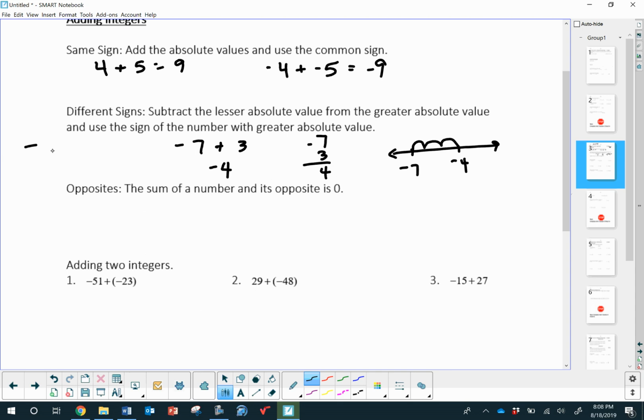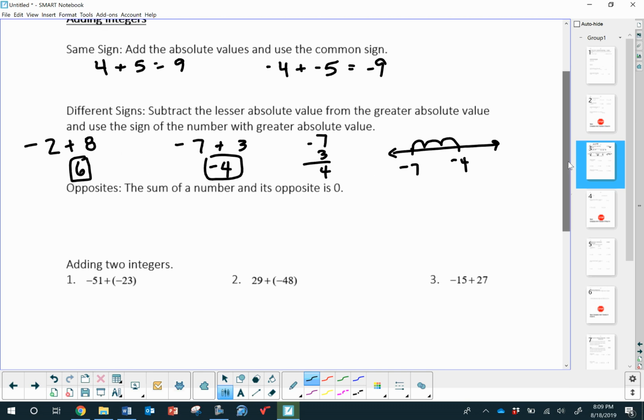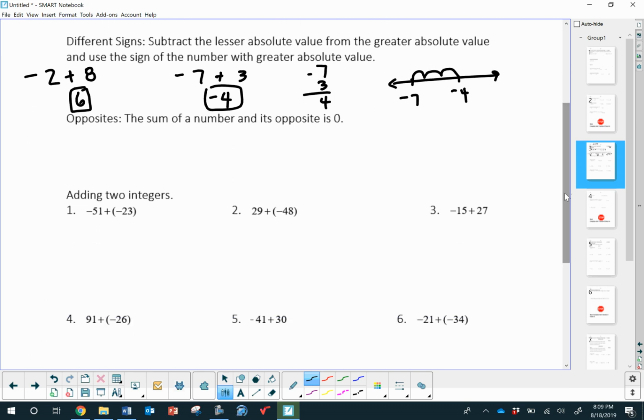Another example, negative 2 plus 8. They have different signs, so I'm going to subtract 8 minus 2 to get 6. Take the sign of the greater absolute value, which in this case is 8, and it's positive, so my answer is 6. Another rule for adding integers: the sum of a number and its opposite is always 0. So negative 2 plus 2 equals 0. Negative 7 plus 7 equals 0.